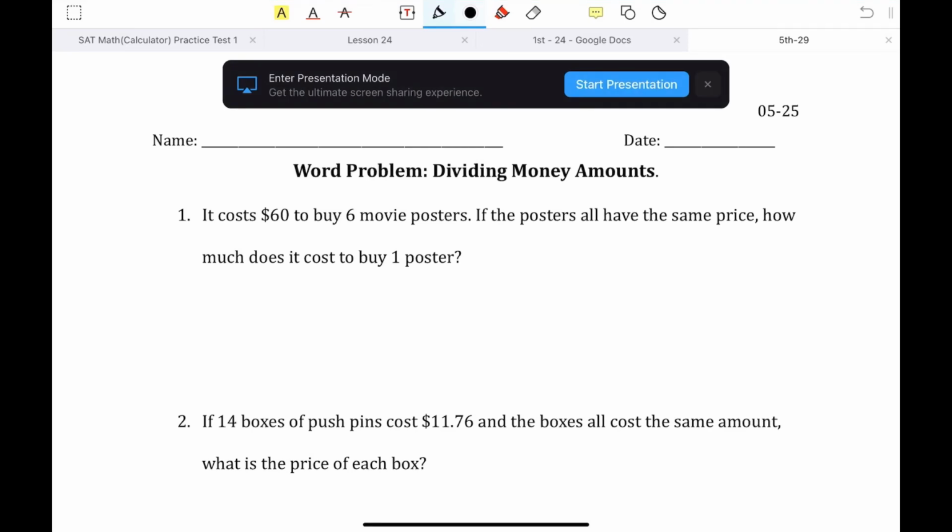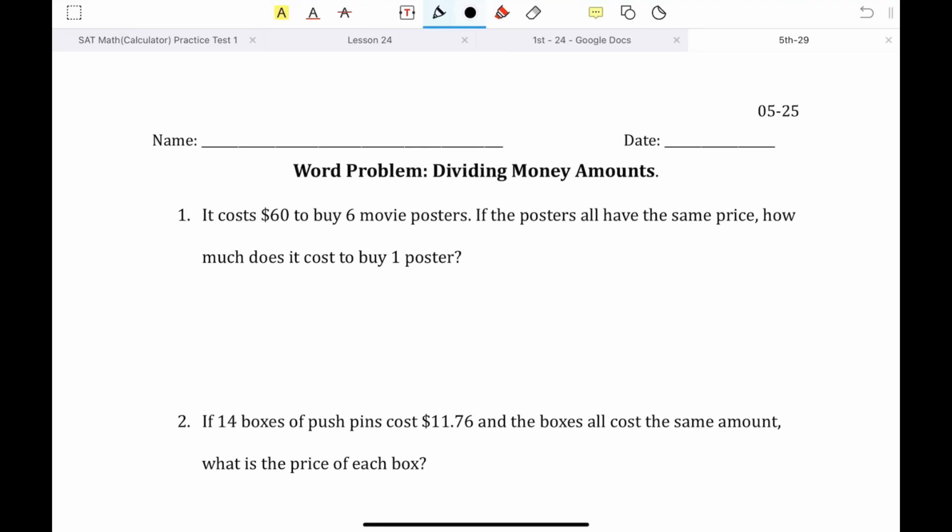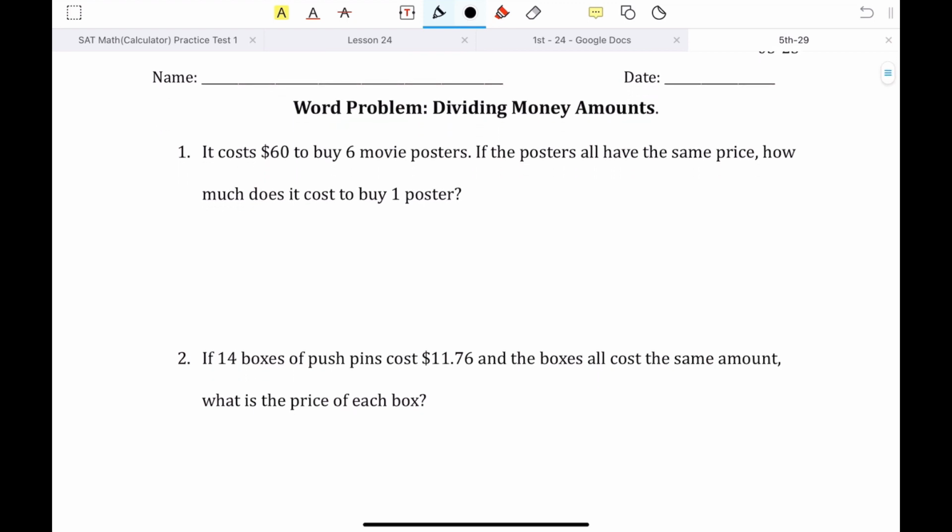Fifth graders, this is lesson 25, and the first section is word problem, how to divide. It's going to go over dividing money amounts, and we're going to do number 1 together. Number 1 says it costs $60 to buy 6 movie posters. If the posters all have the same price, how much does it cost to buy 1 poster?